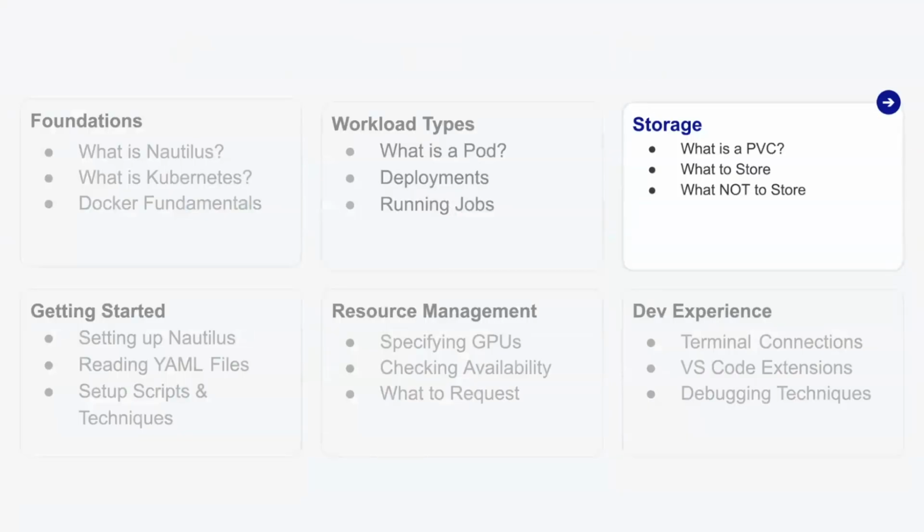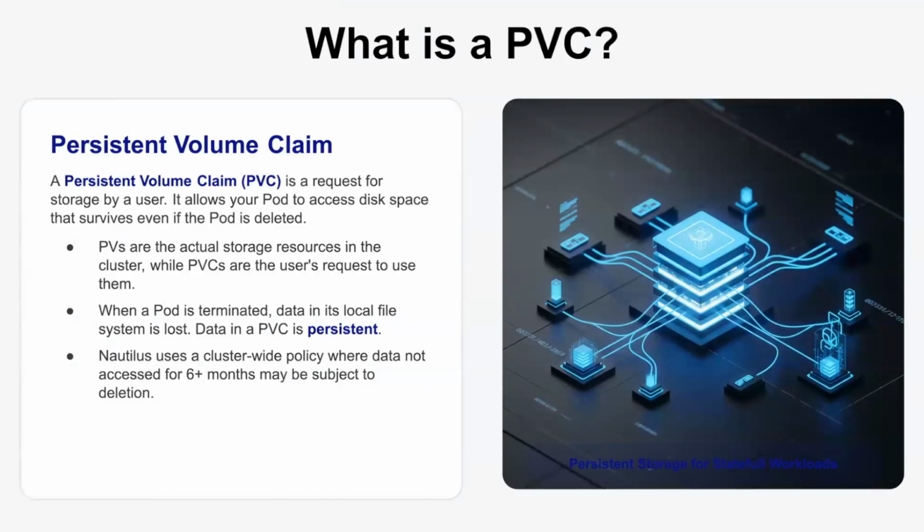All right, and then next up, we'll talk about storage. Storage on Nautilus is done through a persistent volume claim. It's part of Kubernetes. It's essentially you're requesting a set amount of data. For a PVC, you specify the name you want to call your drive, how much data you want, and also if you want multiple pods to access it or just one pod to access it at any given time.